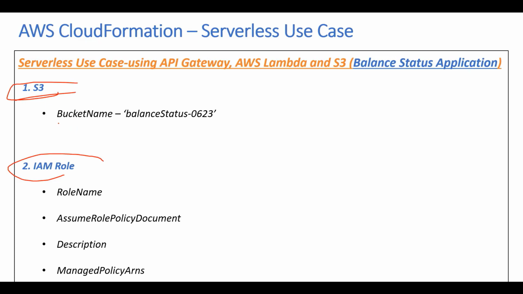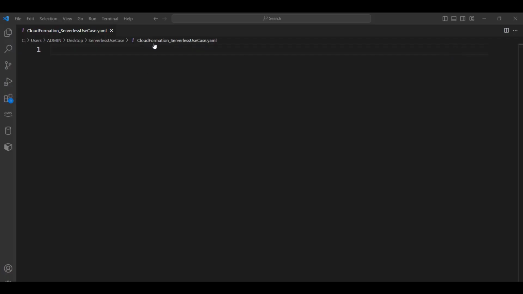So we'll have one attribute called bucket name. And we'll name that balance status 0623. Now let me go to my Visual Studio Code editor. So here now I have a blank CloudFormation serverless use case .yaml file that I have created. So it's blank right now.